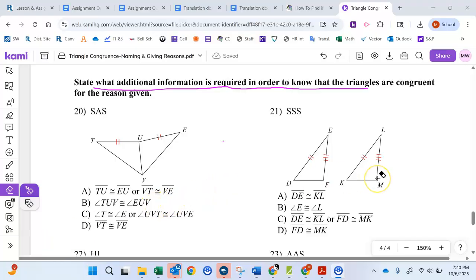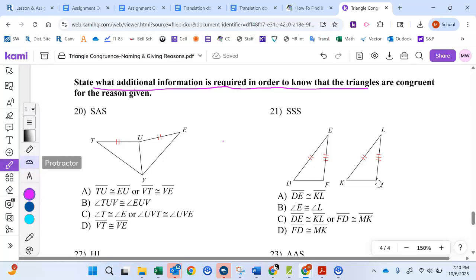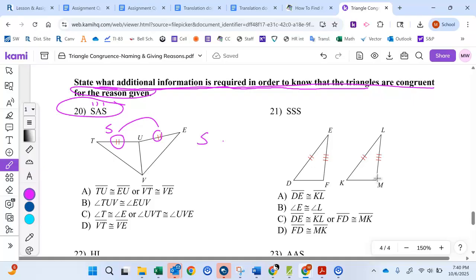Okay, so now I'm going to do number 20. Now, what I realized about number 20, and I hope I mentioned it before, is we're looking for what additional information is required to know that the triangles are congruent for the reason given. What that means is for this reason, we need basically two sides with an angle in between. Well, what do we have? We have these two in common, so we already have a side.